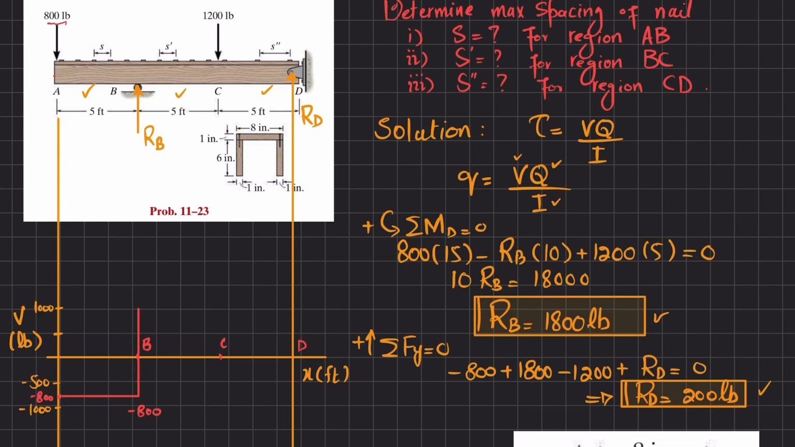Now from B to C, there is no other force, so it will remain the same, horizontal. But at point C, you have minus 1200. So 1000 minus 1200 brings it to minus 200. This is 1000, this is minus 200, and it will remain the same till the end. At the end, you have RD, which is plus 200. So minus 200 plus 200 brings it to 0. So this is your shear force diagram.